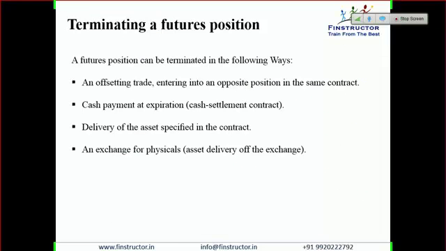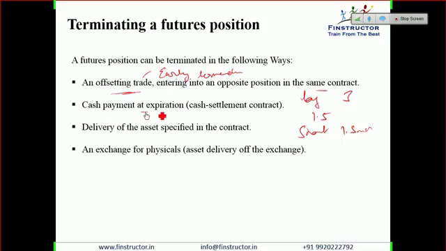Just like we terminated a forwards contract, a futures position can be terminated by an offsetting trade, that is entering into an opposite position in the same contract. So this is a good way to exit the contract before maturity, that is, an early termination. So if you're long a 3-month contract and you want to extinguish this contract 1.5 months later, just short a 1.5 month contract. So take an opposite position in a corresponding maturity contract.